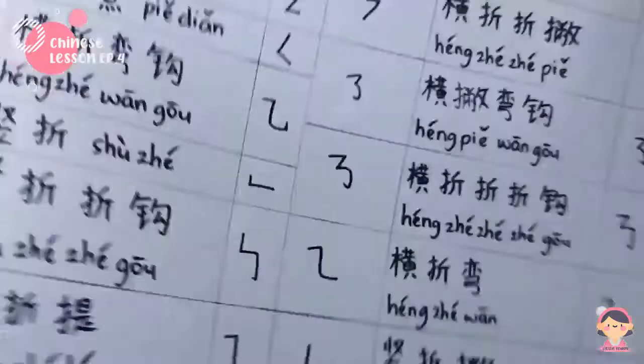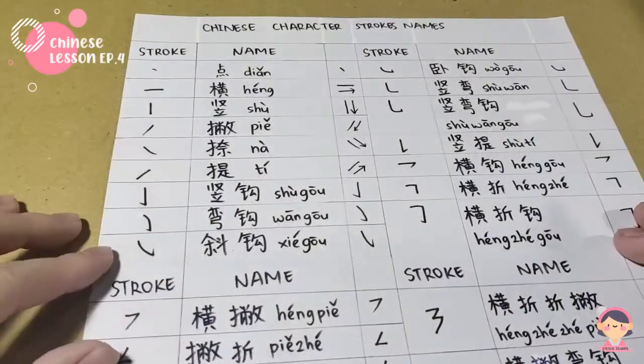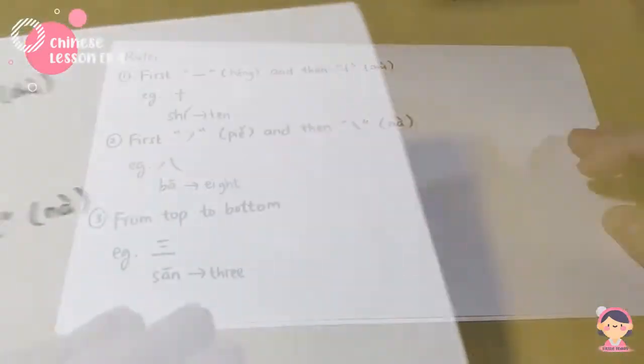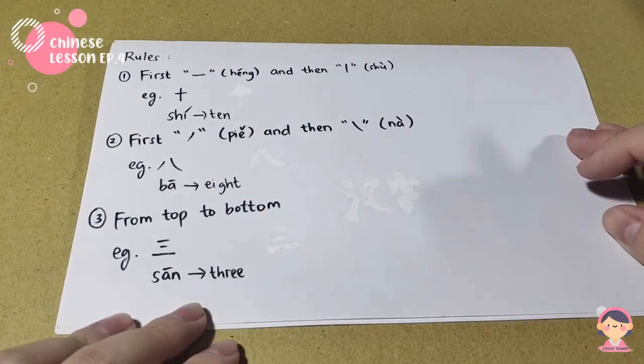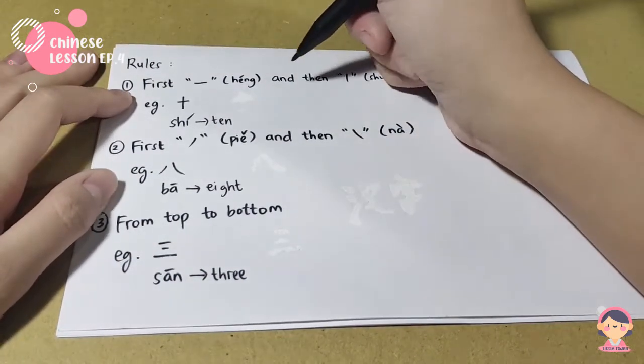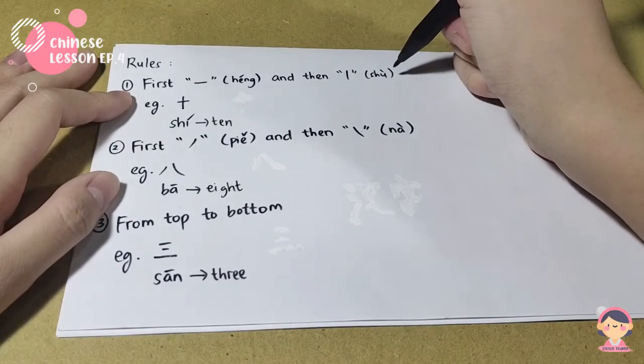So that's all for the Chinese character strokes names. Now let's move on to the rules. When we write Chinese characters, there are some rules that we need to follow. Rule number 1 is we need to write 横 first and then 竖.